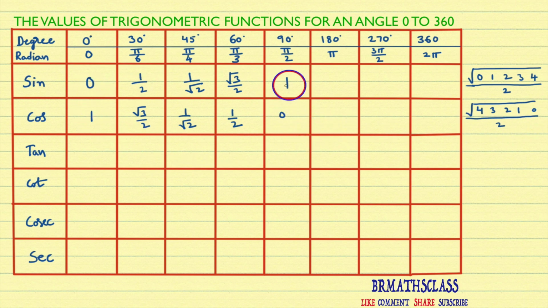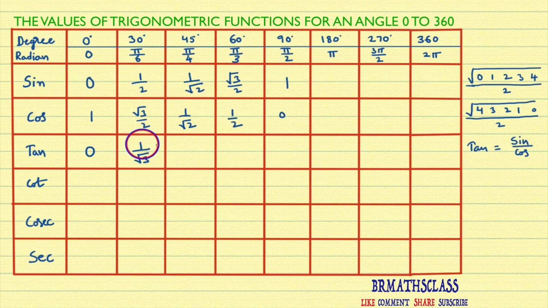Once you learn these two rows, next it's time for tan. We have the formula for tan theta. Tan can be written as sin by cos. So here 0 divided by 1. 0 divided by 1 is 0. Next 1 by 2 divided by root 3 by 2. See, 2 will get cancelled. You will get 1 divided by root 3.